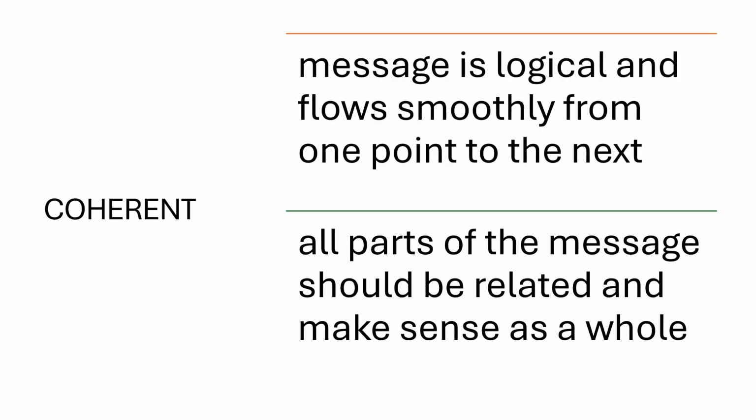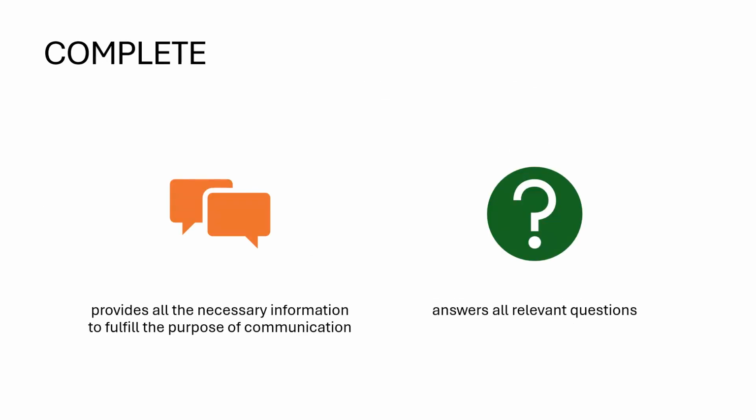The fifth C is coherent. This means the message is logical and flows smoothly from one point to the next. All parts of the message should be related and make sense as a whole. The sixth C is complete. This means it provides all the necessary information to fulfill the purpose of communication, and it also answers all relevant questions.